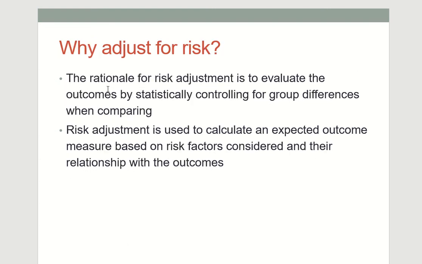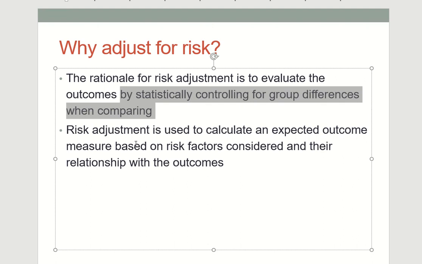The rationale for risk adjustment is to evaluate the outcomes by statistically controlling for group differences when comparing them. Simply put, if you understood when I was explaining the multivariate analysis model, and we start adding these into the model, just by adding them, you're actually controlling for them. I think that's what is meant by adjusted for risk.